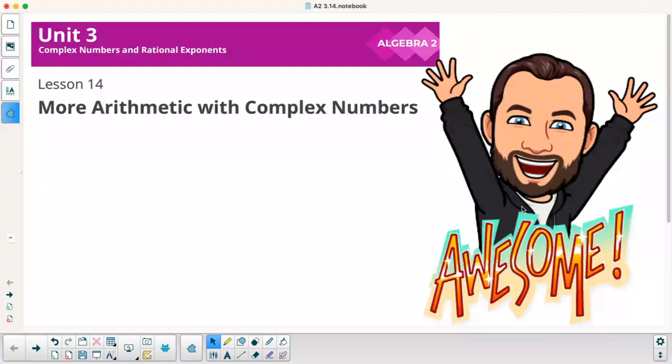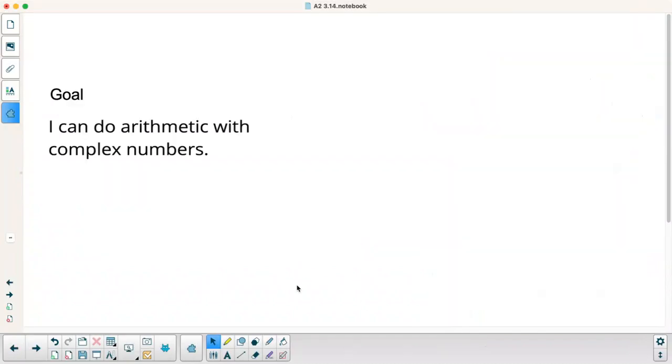Illustrative Math, Unit 3, Lesson 14 is called More Arithmetic with Complex Numbers. So our goal today is, I can do arithmetic with complex numbers. When I say arithmetic, we're thinking addition, subtraction, multiplication, division. Obviously, there are other things, squaring, square roots, but these are the four that we're going to focus on.